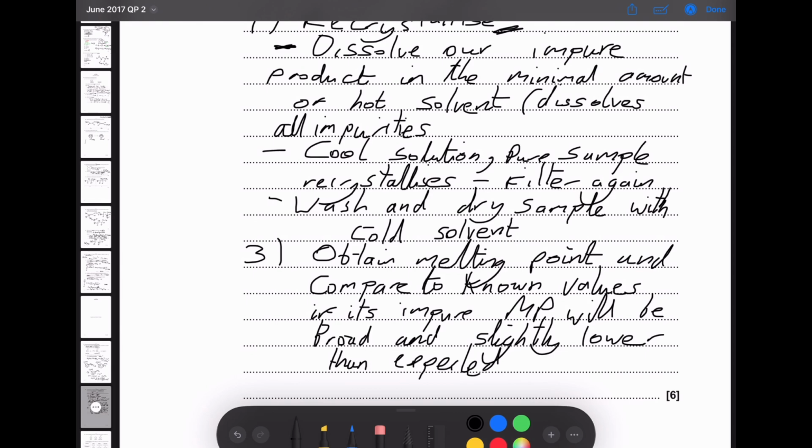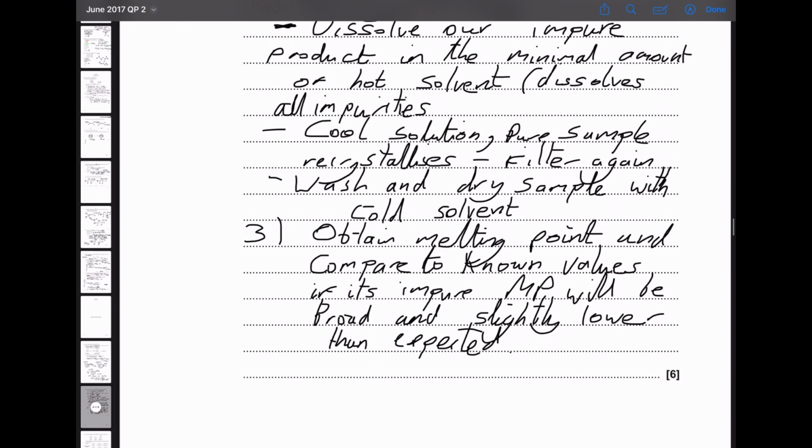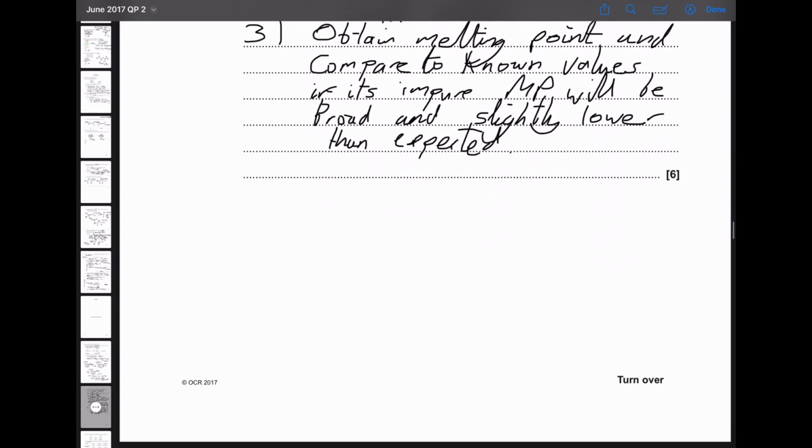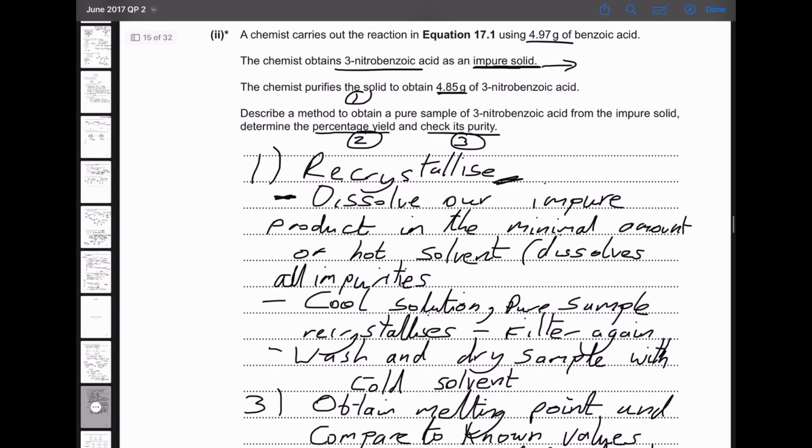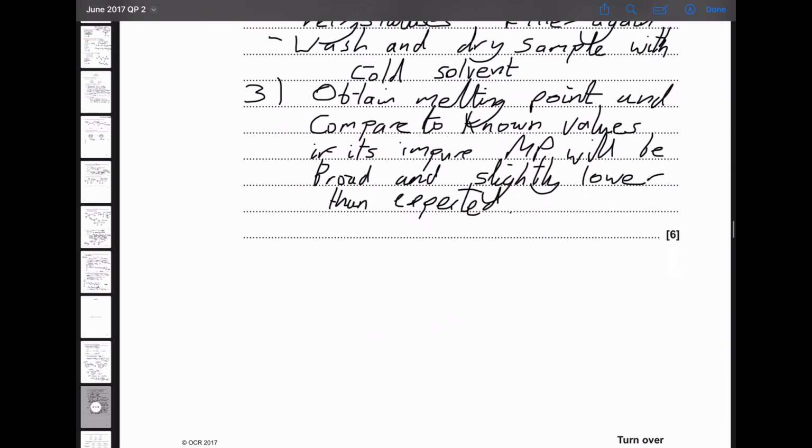You can also do other methods. TLC would work. What's it called? Spectroscopy also would work. I've not left myself a lot of space for this maths. Let me just note 4.97 and 4.85.